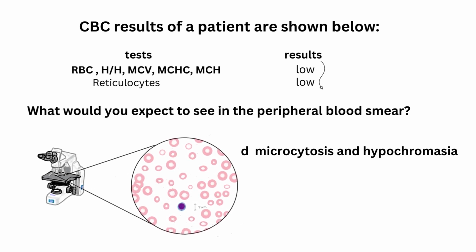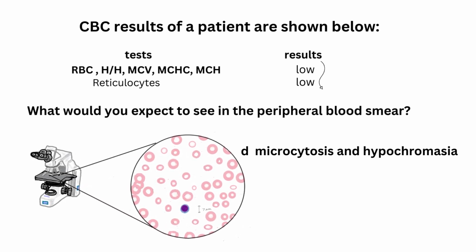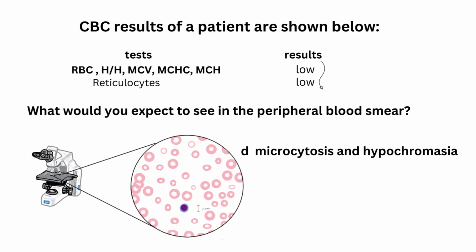These findings are consistent with a microcytic hypochromic anemia such as iron deficiency, anemia of chronic inflammation, thalassemia, lead poisoning, and sideroblastic anemia.